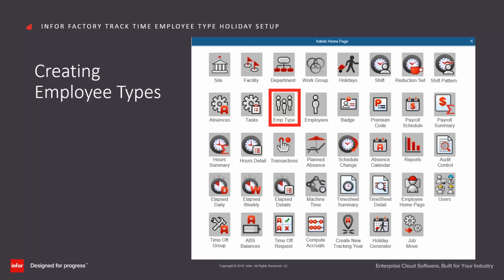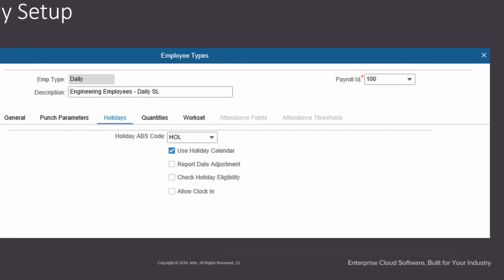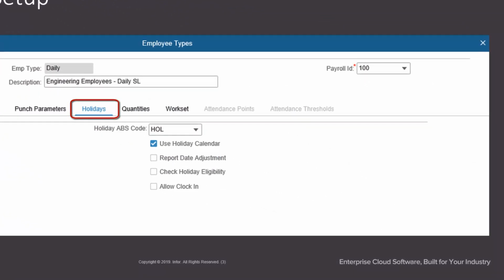Access to the employee type form can be found from the Administrator homepage. On the Holidays tab on the Employee Type form, there are certain fields that need to be entered. There are utilities within TimeTrack that create holiday absence codes on report dates.